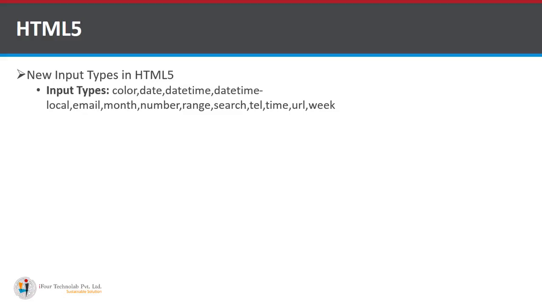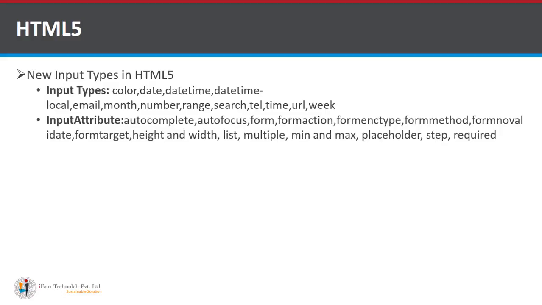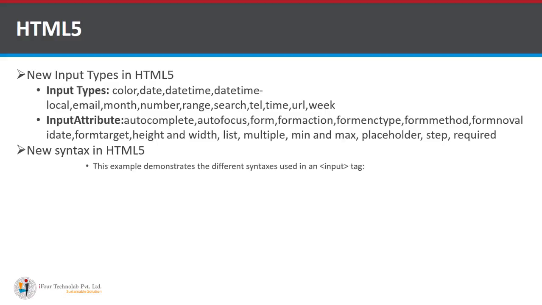New input types in HTML5 are color, datetime-local, email, month, number, range, search, telephone, time, URL, and week. And some of the new input attributes in HTML5 are autocomplete, autofocus, formaction, formenctype, formmethod, formnovalidate, formtarget, height, width, multiple, min, max, placeholder, step, required, etc. New syntax in HTML5 is like this.